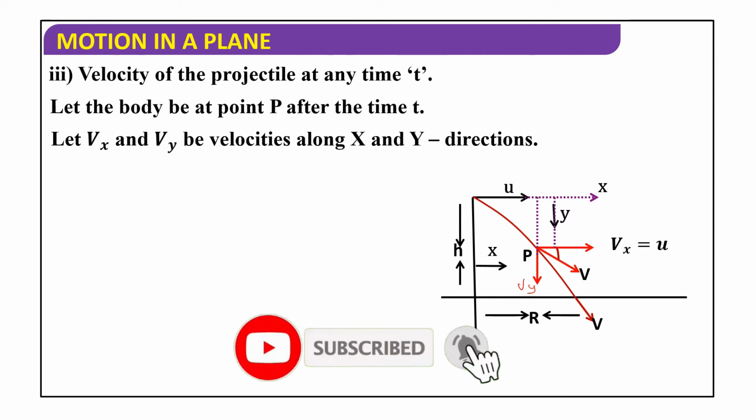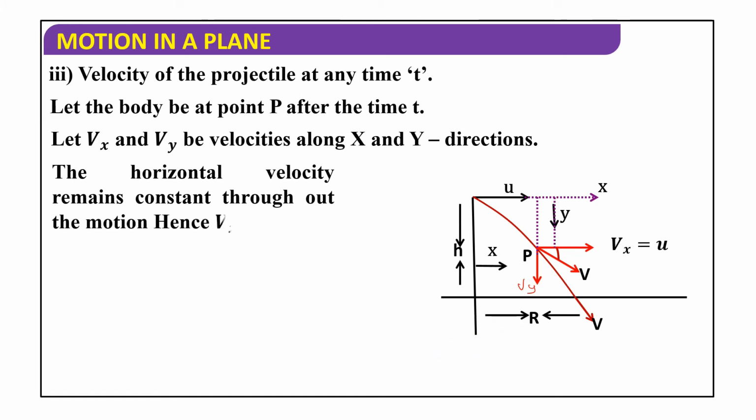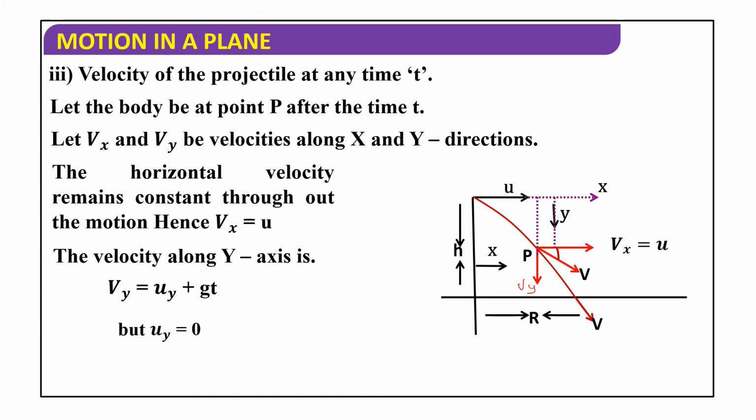Velocities along x and y directions. The horizontal velocity remains constant throughout the motion, hence Vx is equal to u. The vertical velocity along the y-axis is Vy is equal to uy plus gt. But uy is equal to 0, therefore Vy is equal to g into t.